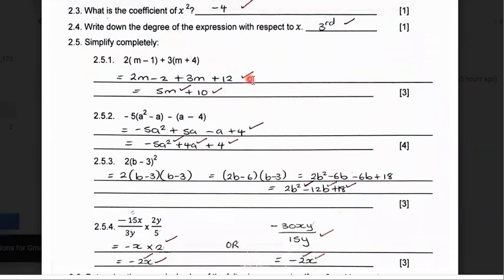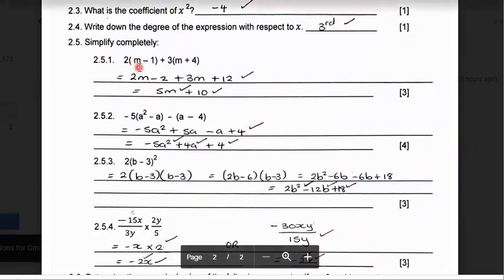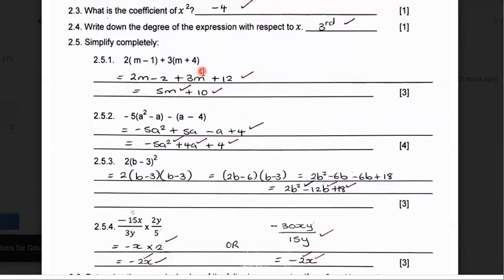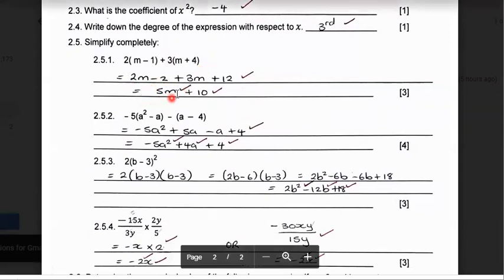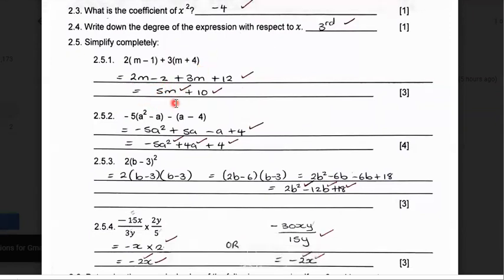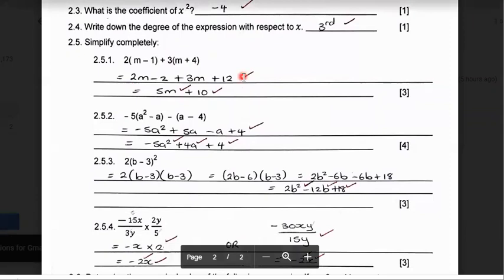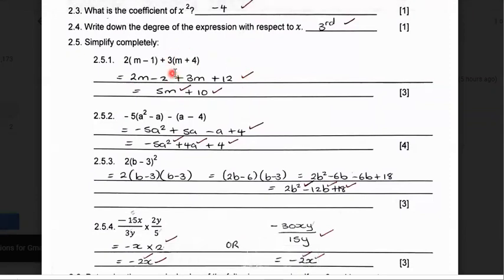After that step, you're going to check if there's any like terms. So you're looking at 2m. A like term to 2m would be 3m. That's resulting in 2m plus 3m giving you 5m. Going back up, you got minus 2, and your like term to that is 12. So you got 12 minus 2 or minus 2 plus 12. Your answer is 10. 1 mark for each of that and 1 mark for your working.